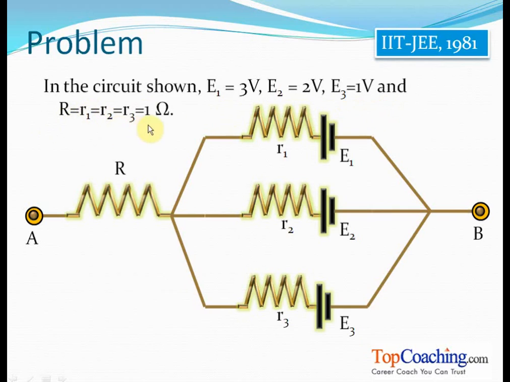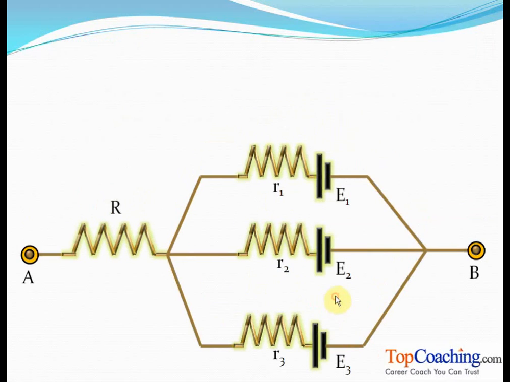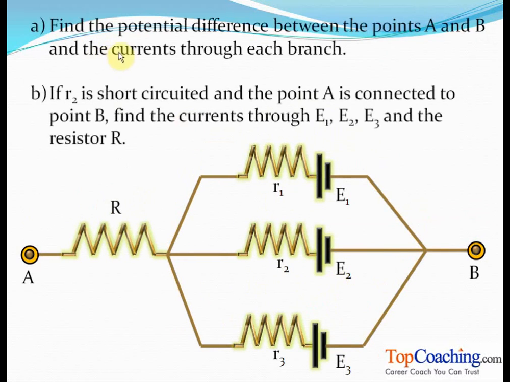R1, R2, R3, equal to 1 ohm. So in this circuit shown below, E1 is given, E2 is given, E3 is given, and the value of all the resistances is given. We have to find out the potential difference between the points A and B and the currents through each branch.